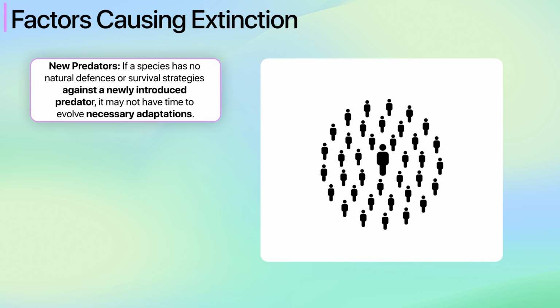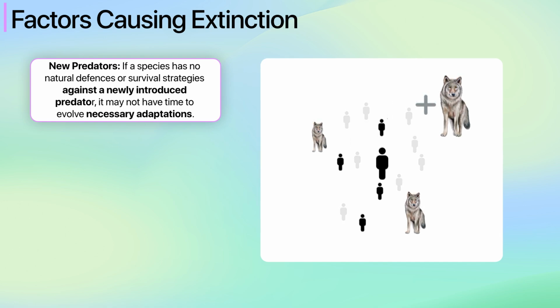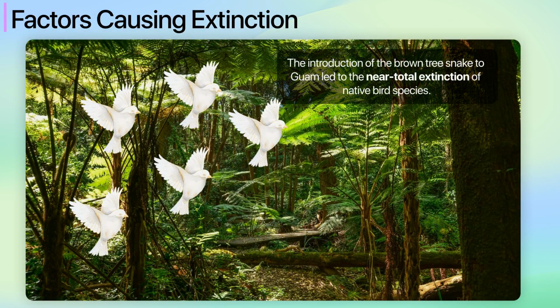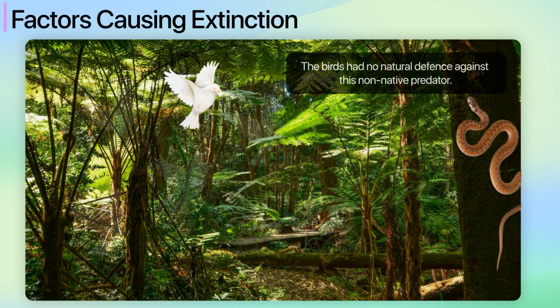New predators can also drive species to extinction. If a species has no natural defenses or survival strategies against a newly introduced predator, it can be heavily predated and may not have time to evolve necessary adaptations. For example, the introduction of the brown tree snake to Guam led to the near total extinction of native bird species. The birds had no natural defense against this non-native predator.